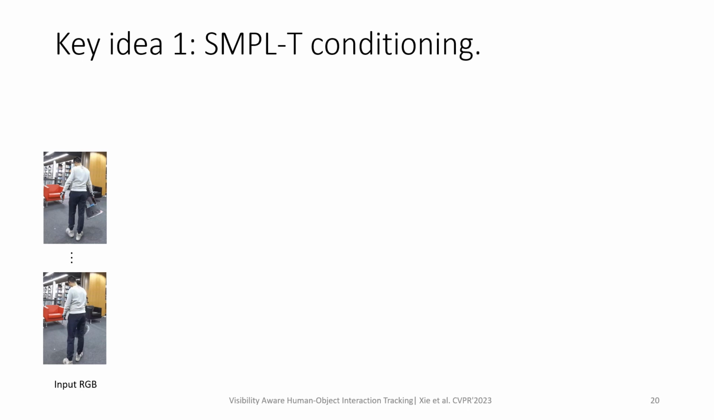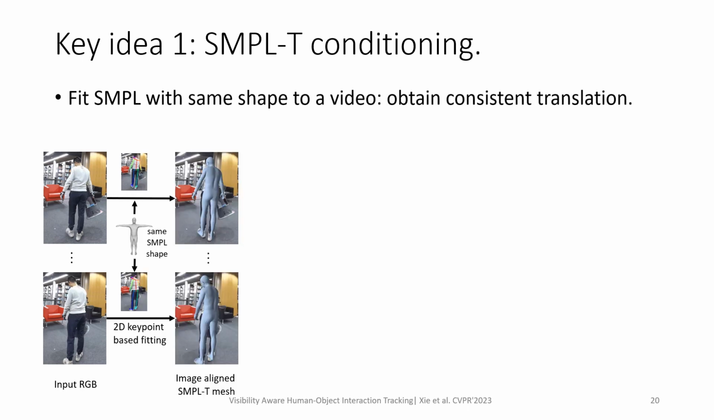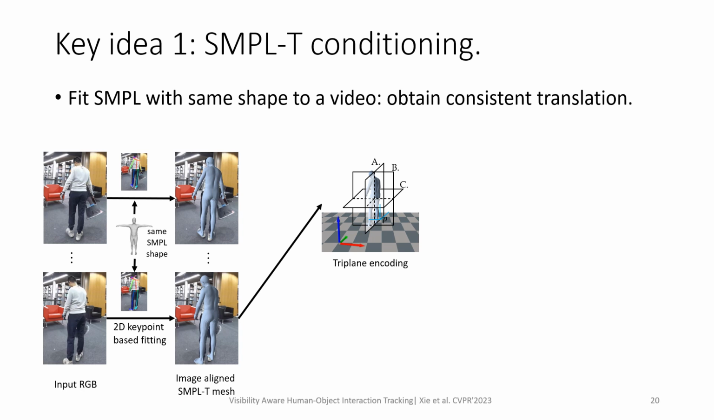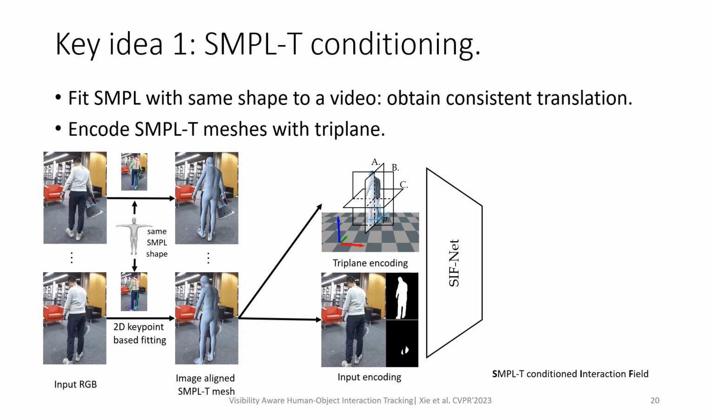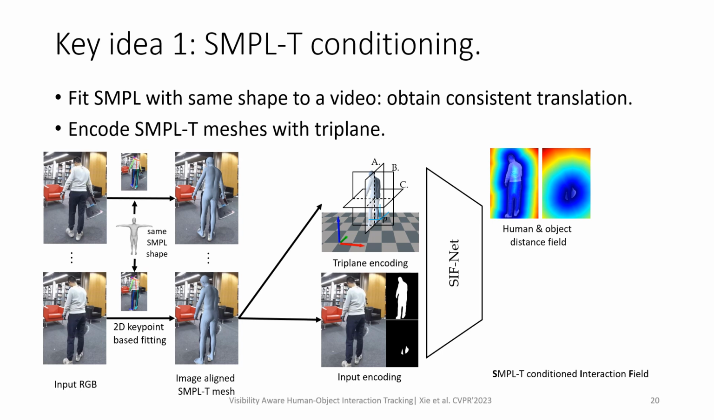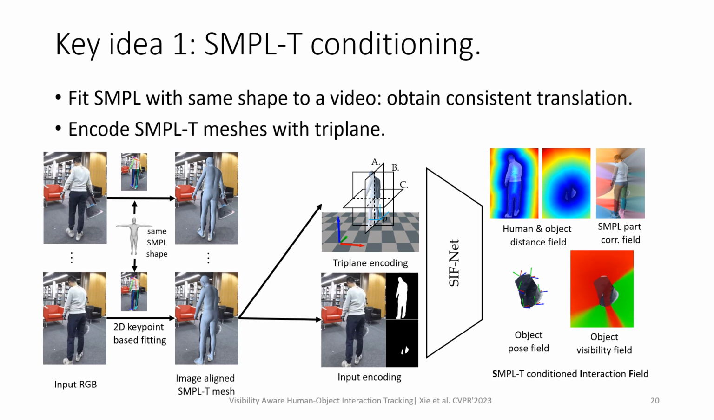Let's look into more details about the SMPL-T conditioning part. From the input RGB sequence, we fit an SMPL model with constant shape into the video. This ensures a constant body size over time and hence temporally consistent distance from the camera, which we call the SMPL-T mesh. We then render the SMPL-T mesh from right, back, and top-down views. The rendering is encoded with a triplane representation together with the input image feature. And then we use an SMPL-T conditioned network to predict an SMPL-T conditioned interaction field, which consists of human and object distance fields, SMPL part correspondence field, object pose, and visibility field. The object visibility field is used later to predict the occluded object.